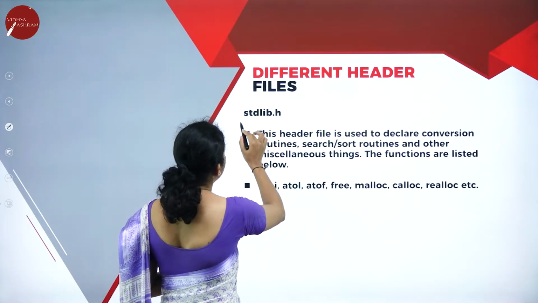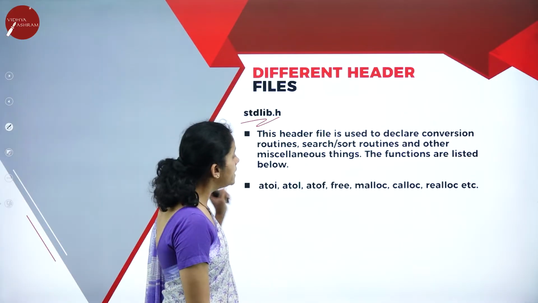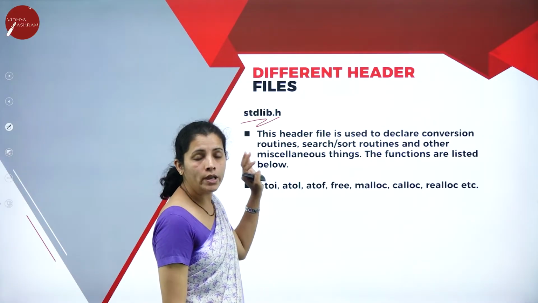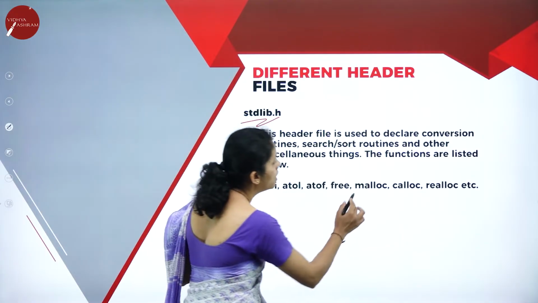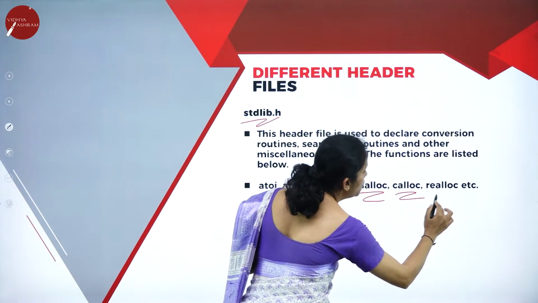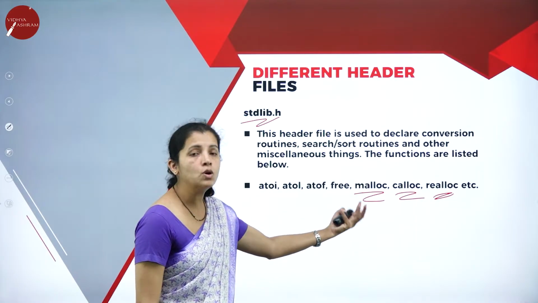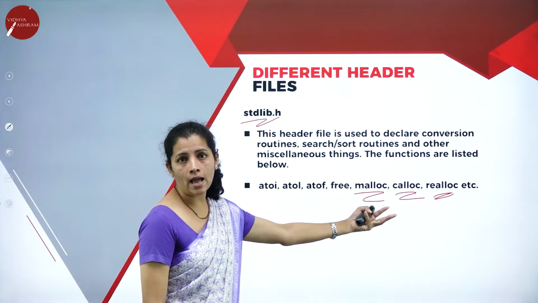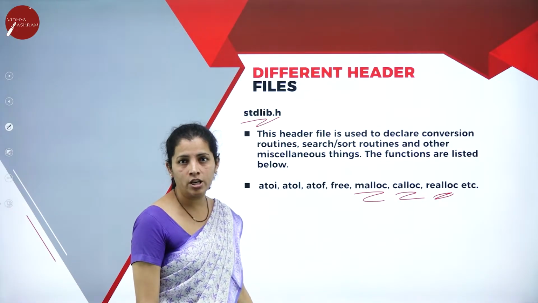Then moving further, I'm going to have stdlib.h. There are certain times I want to include library functions like malloc, calloc, realloc. So what is malloc, what is calloc, and what is realloc here? That's nothing but dynamic memory allocation.